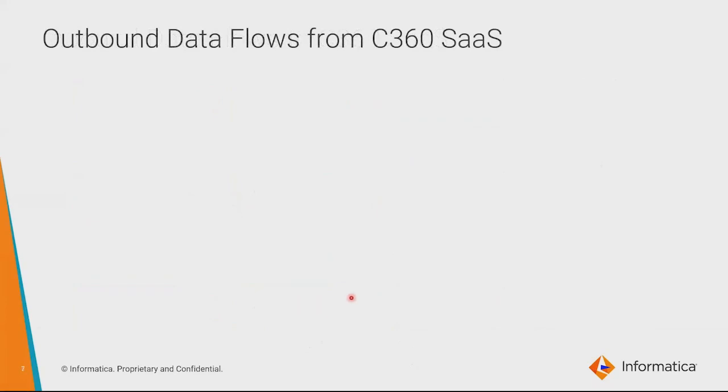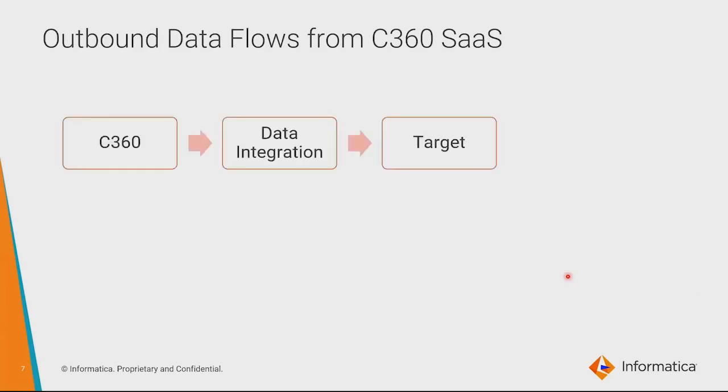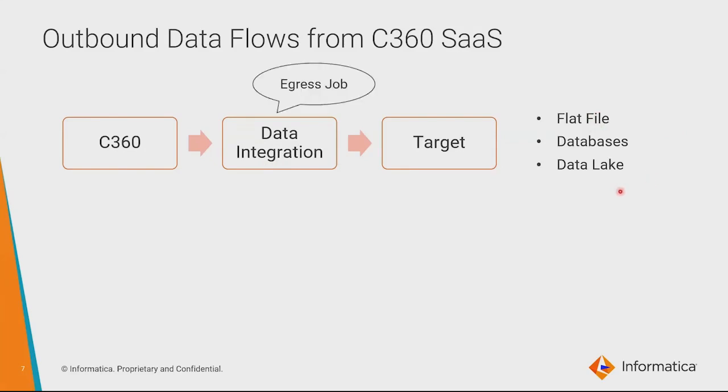Coming to the consumption side, we have the outbound data flows from the C360 SaaS, and these are basically accomplished in one of these two ways. The first way is to use the data integration, which is similar to the inbound flow. In this extraction or outbound flow, you are basically extracting the data from the C360 application and writing to your targets. These targets could be flat files, databases, data lake or data warehouse or any such applications. And these are typically referred to as the egress jobs in the context of C360 SaaS.